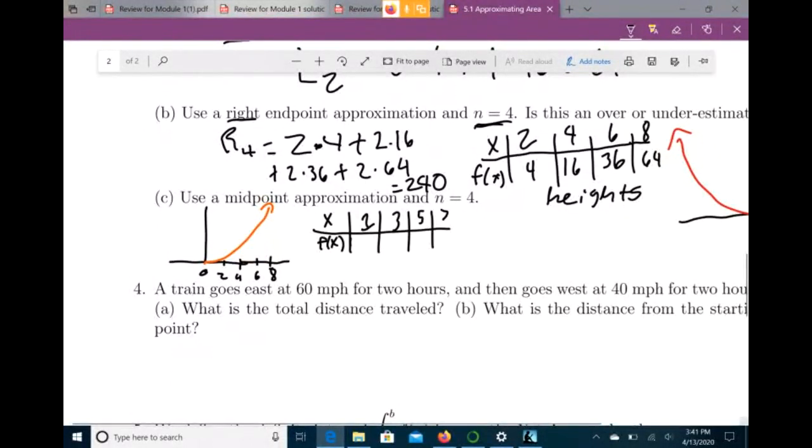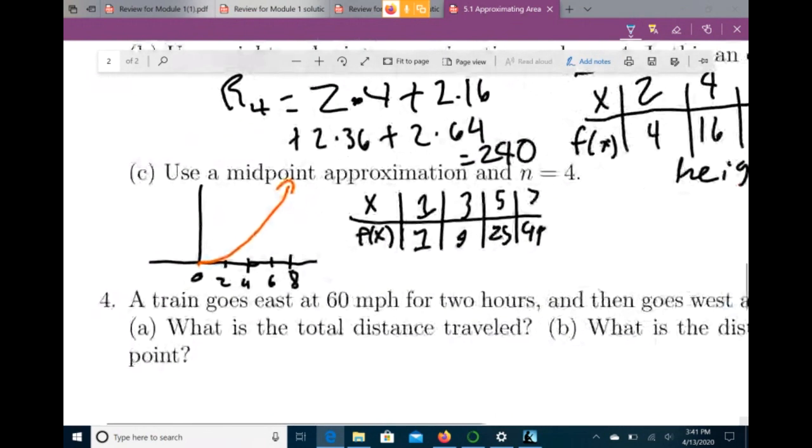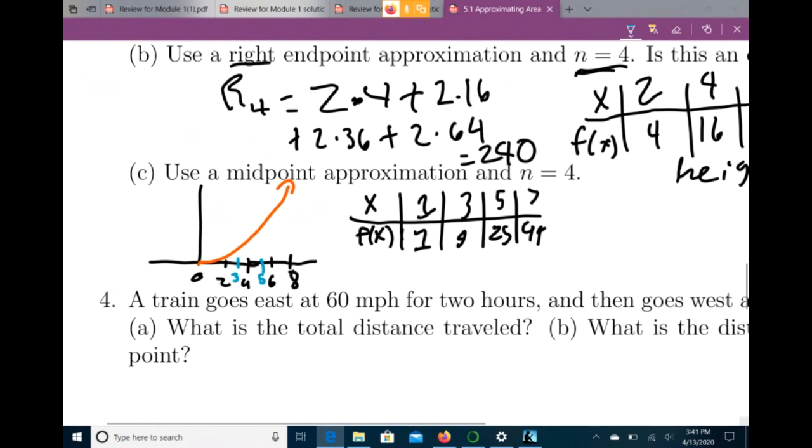All right, so now I measure the height at each of these points. So this is where the height of the rectangle will come from. I'll plug each of these points into the quadratic. So there will be 1, 9, 25, and 49. Okay, so let's see. So what does this really look like? So now we're measuring the height at each of these midpoints.